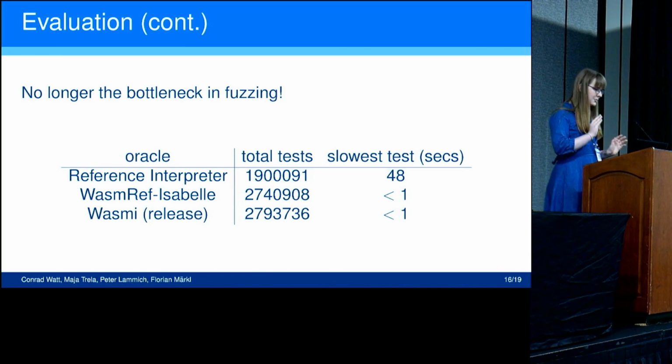So when we compared, it turned out that the orders of magnitude faster WebAssembly engine that was running in Wasmtime's fuzzing setup actually had only slightly bigger test throughput than our verified WasmRef-Isabelle interpreter, which means that the bottleneck in the fuzzing setup is now elsewhere.